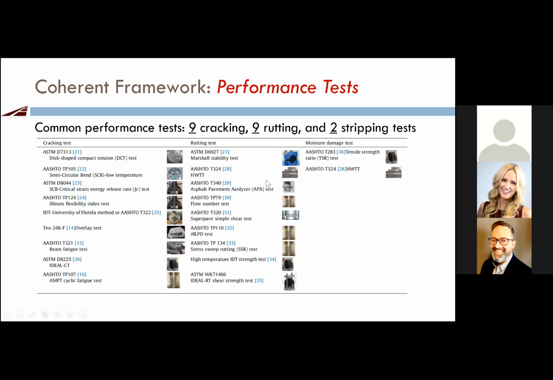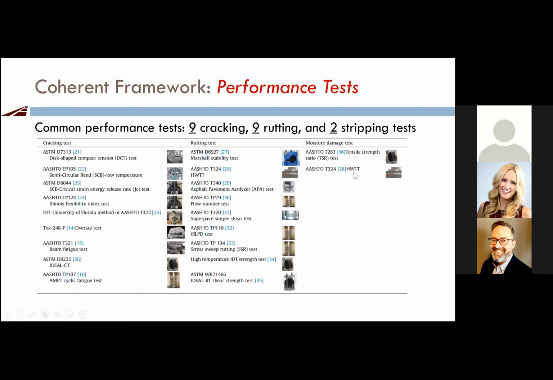Similarly, we have 9 rutting tests: Marshall stability test, Hamburg wheel tracking test, APA, and flow number test, and the Superpave simple shear test. I think right now only UC Berkeley can run this test. And we also have AASHTO TP 116, that's called the PID test. Also have the TP 134 stress sweep rutting test, and we also have a high temperature IDT test, and also ideal RT test.